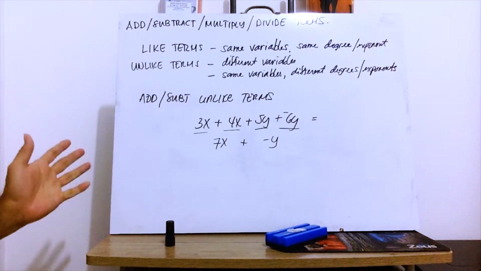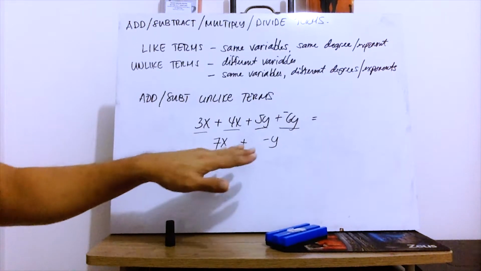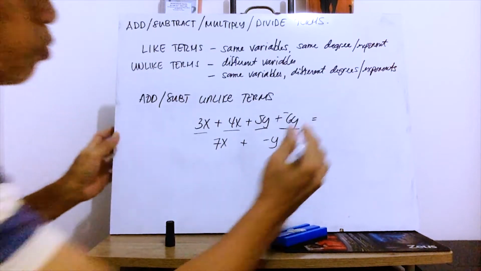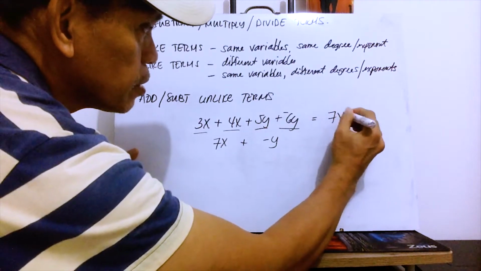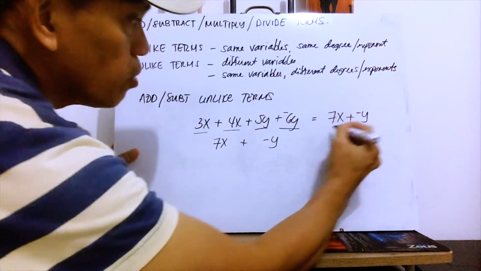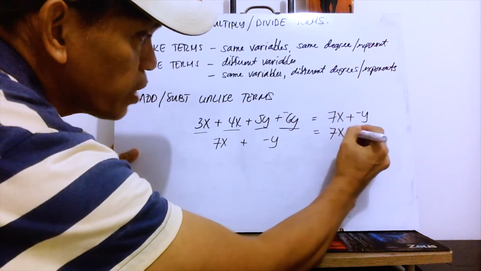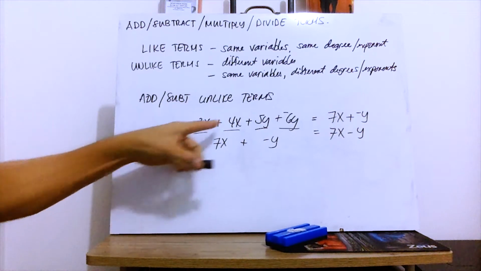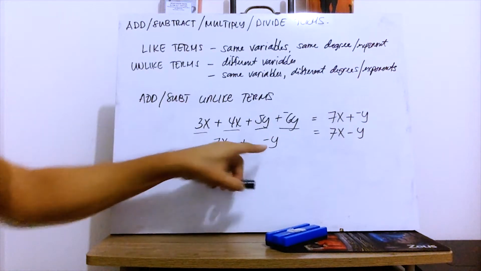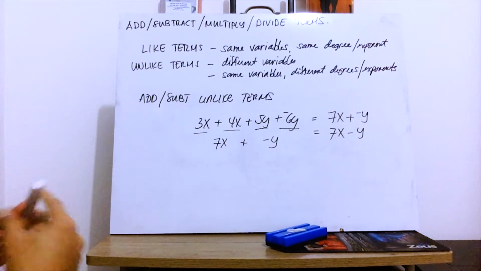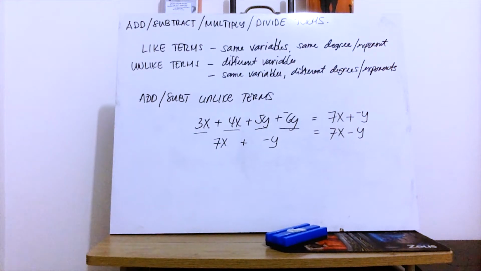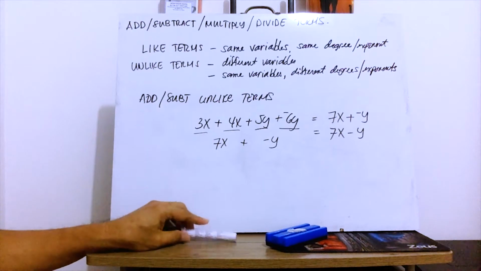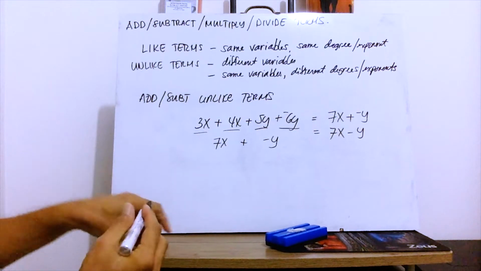So that's the answer. You cannot combine x and y because they're unlike terms. What you can do is copy them. Or you can also write this as 7x minus y. They're just the same. Okay? There. 3, 4, 7; 5 minus 6, negative 1. Or you don't have to put the negative 1 there, just put the negative sign, negative y. So it's 7x minus y. Okay, let's do another one.